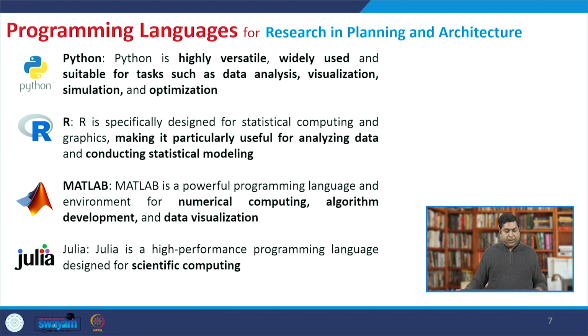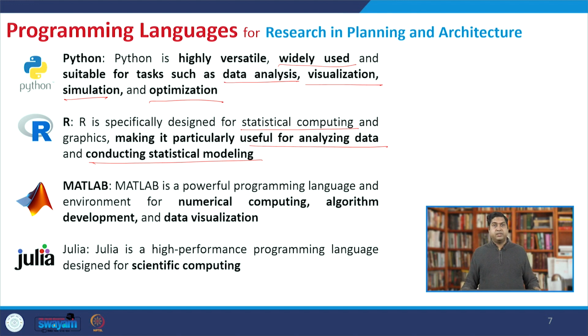The first one is Python. Python is a highly versatile, widely used programming language, and suitable for tasks such as data analysis, visualization, simulation and optimization. Similar to that, R is specifically designed for statistical computing and graphics, making it particularly useful for analyzing data and conducting statistical modeling. And R is also open source, so you can use it very effectively.